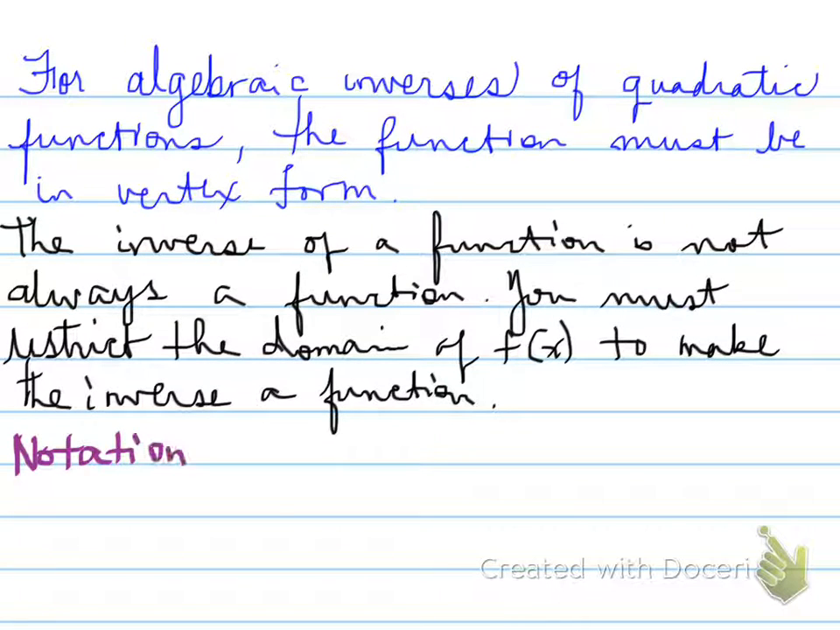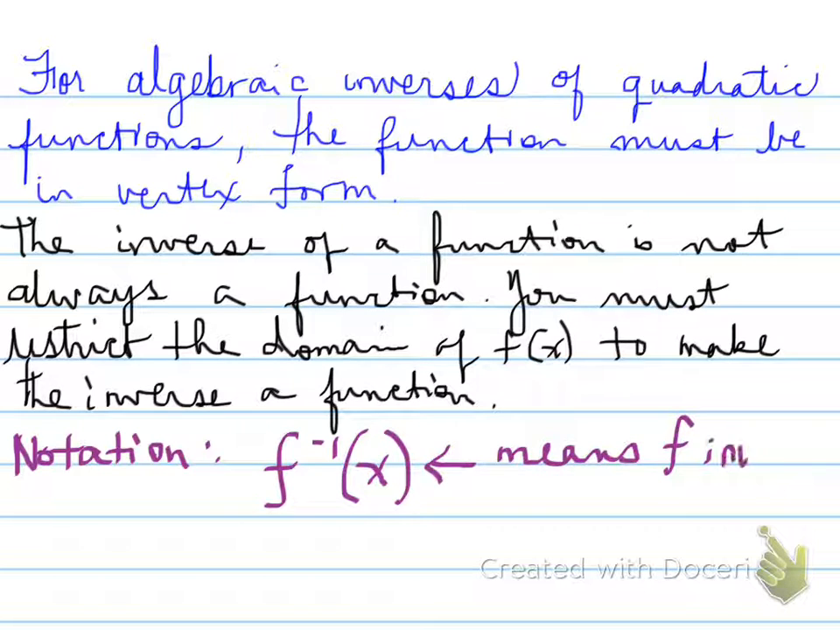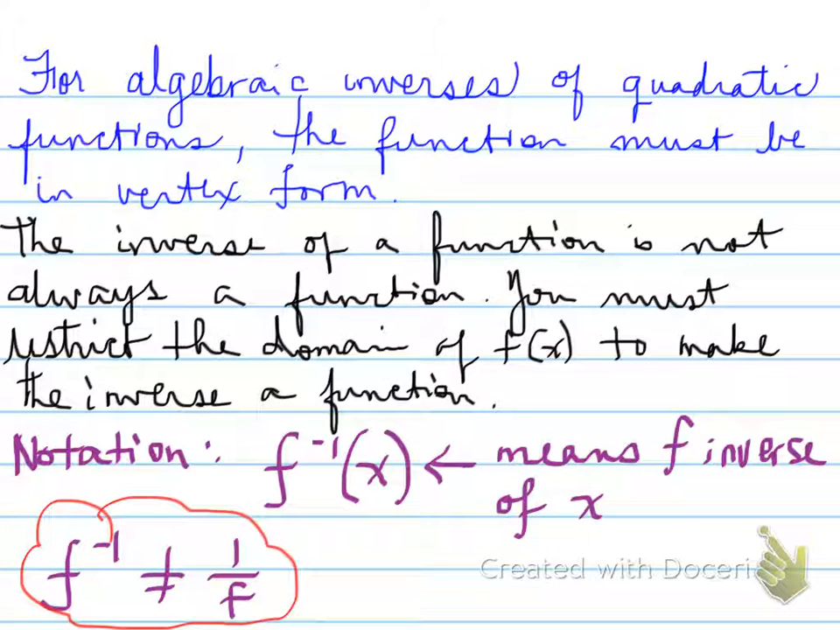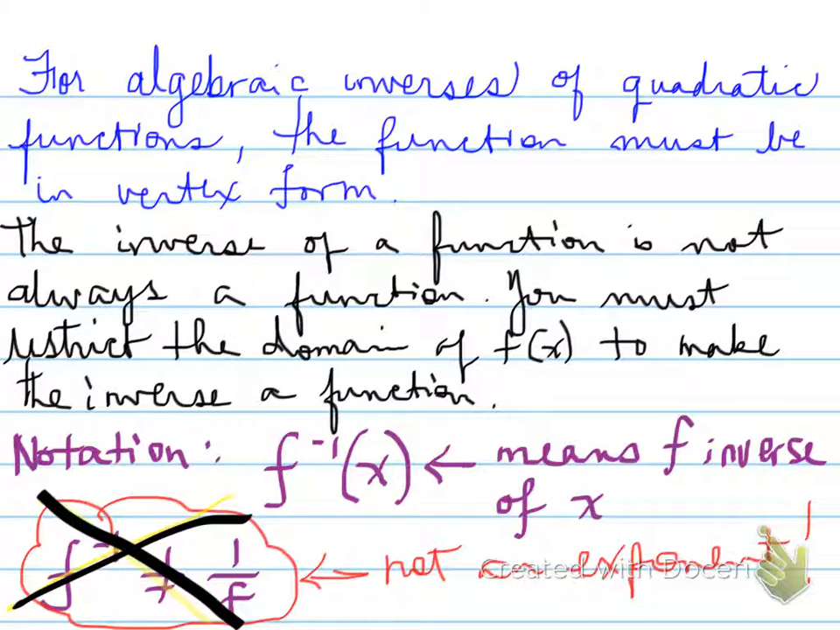Last part, the notation for inverse is f with a -1 of x. So this is how you write inverse. Very important though is that this means f inverse of x and not that it is an exponent. It is not an exponent, folks, so cross that out. No way. It is not an exponent, okay? F with a -1 of x means f inverse of x. All right, moving forwards.